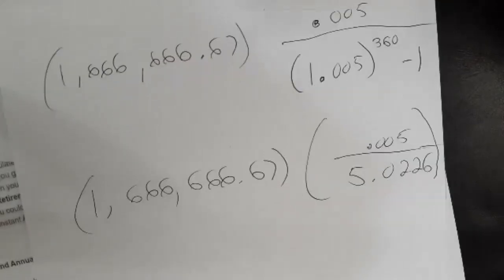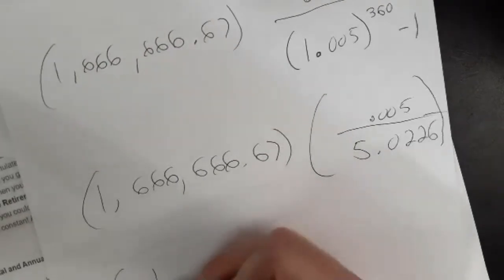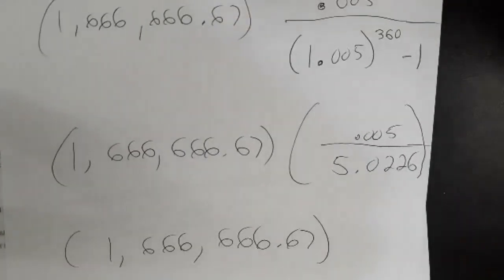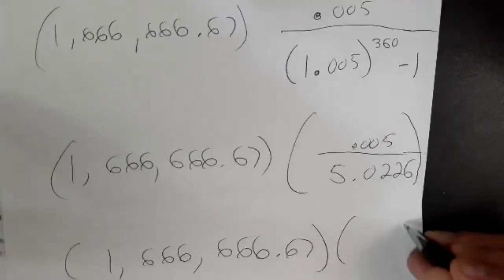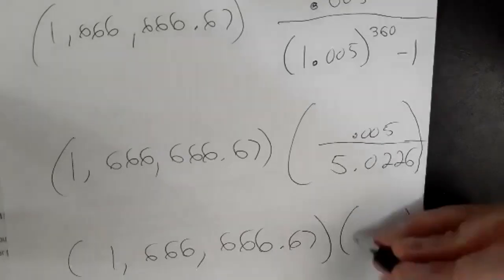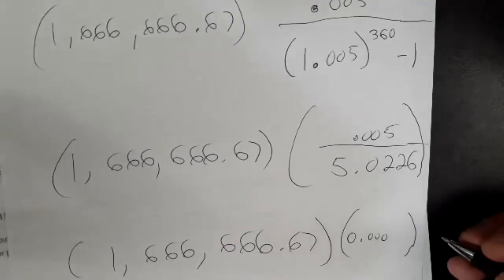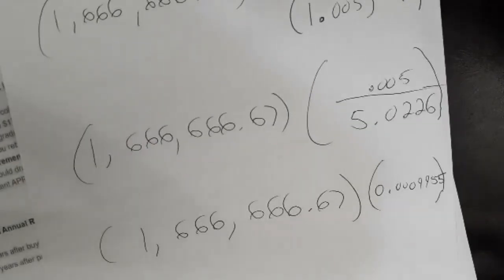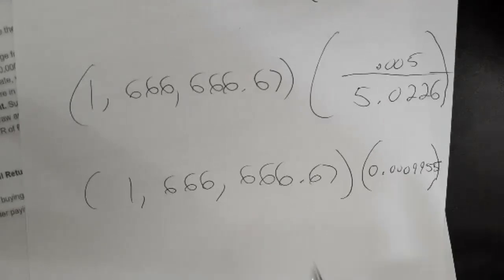0.005, 1.005, 360. And I'm getting an incredibly small number for this fraction, 9.95 times 10 to the minus 4th. I could write it with three zeros out in front, 9955, somewhere in that ballpark. That should hopefully make a little bit of sense. This is an extremely big number, so we should probably be multiplying it by a relatively small number.